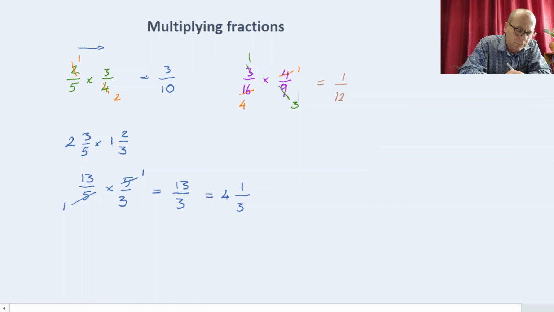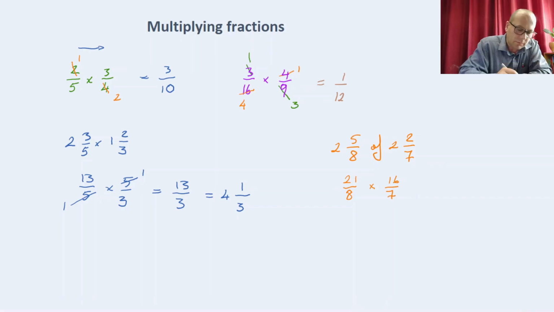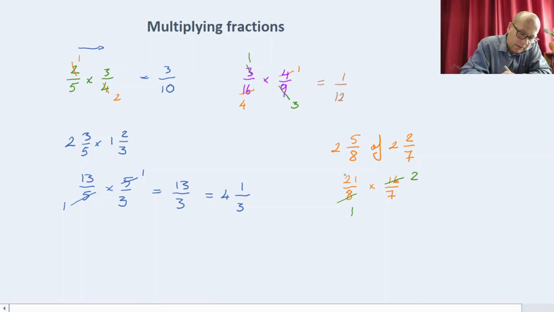Let's do another example. 2 and 5/8 of 2 and 2/7. The word of in mathematics means multiply. 8 times 2 is 16, add 5 is 21 over 8, multiply 16 over 7. I will cancel, divide by 8, so that will be a 2, that will be 1, divide by 7, that will be 1, that will be a 3, and the final answer, multiply the numerators, that will be 6 over 1, which is just 6.